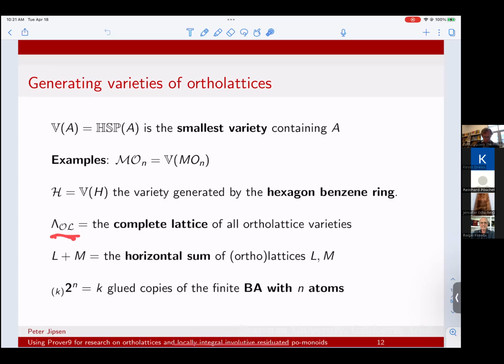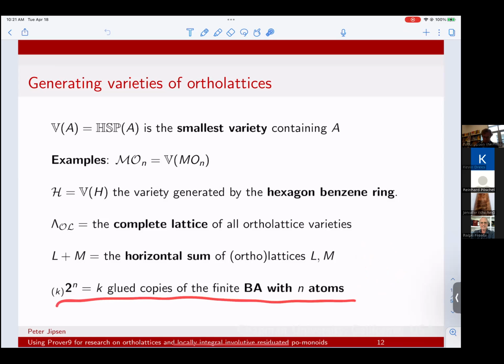There's the lambda OL, the complete lattice of all ortholattices, and L plus M will be the horizontal sum of two lattices or two ortholattices. And by that we mean the lattices should be bounded, and we're going to put them next to each other. The horizontal sum is just identifying the tops and the bottoms of the two bounded lattices. For ortholattices, you always have top and bottom bounds.